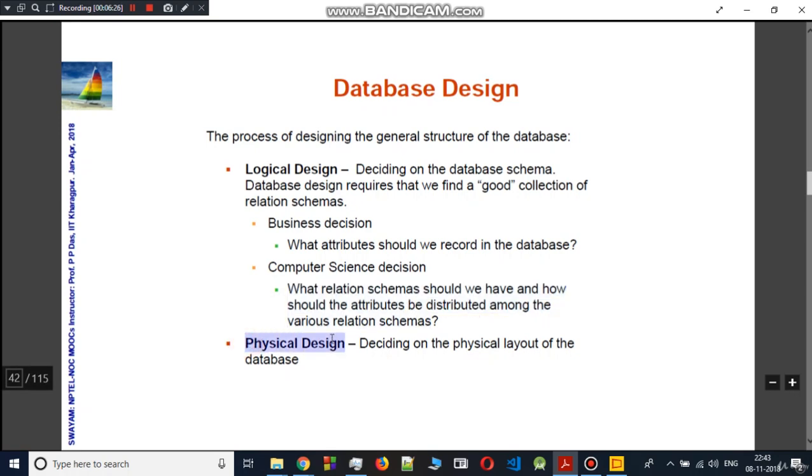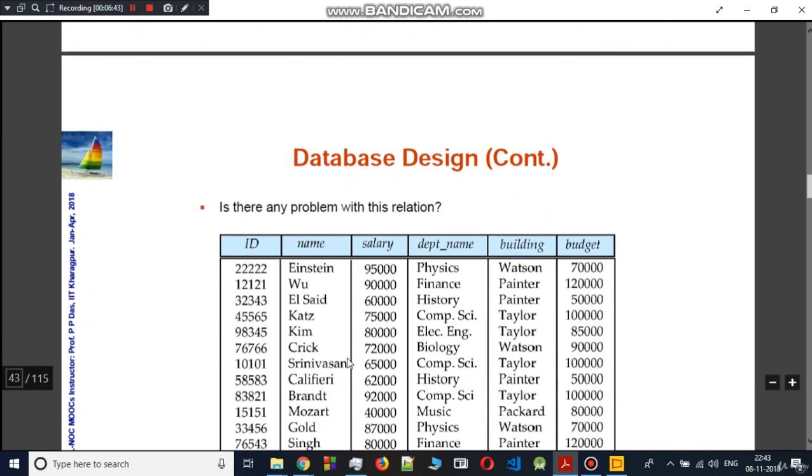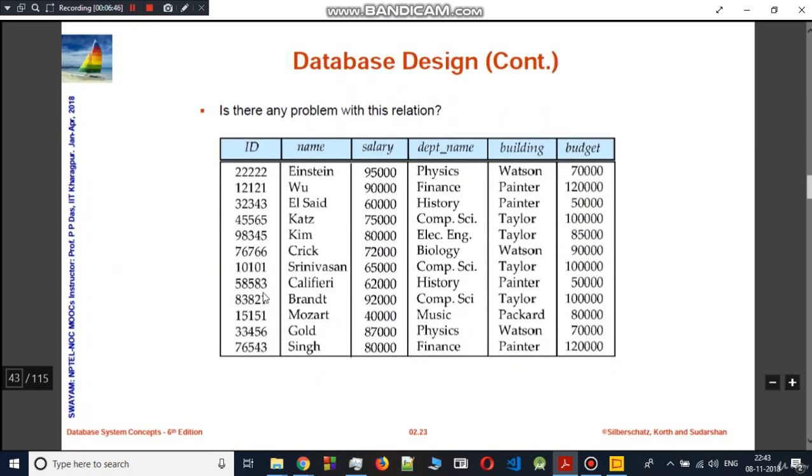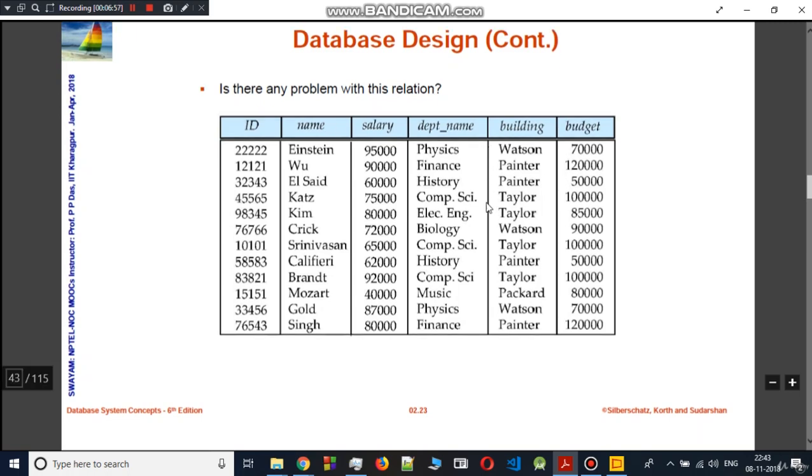Now come to the physical design. It means deciding on the physical layout of the database. I have told you earlier how memory is allocated to the database on our hard disk. That's all about physical design, so that's all about database design. Now, is there any problem with the relation with ID, name, salary, department name, building, budget? That's the relation above, showing how an RDBMS looks.